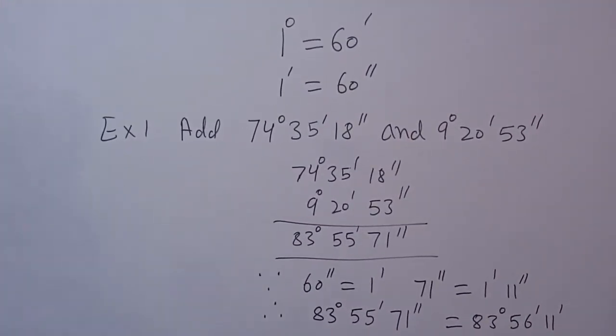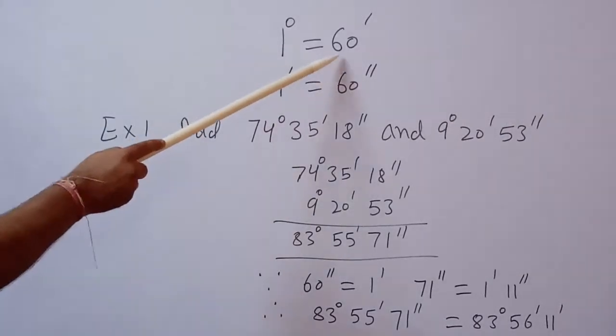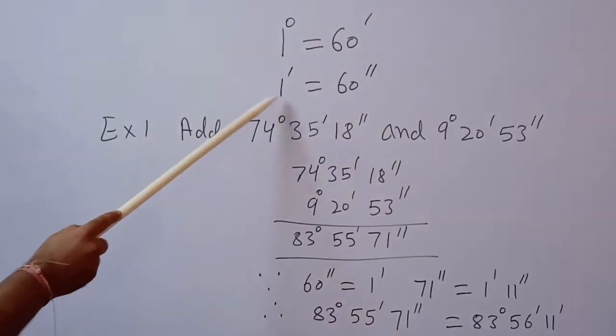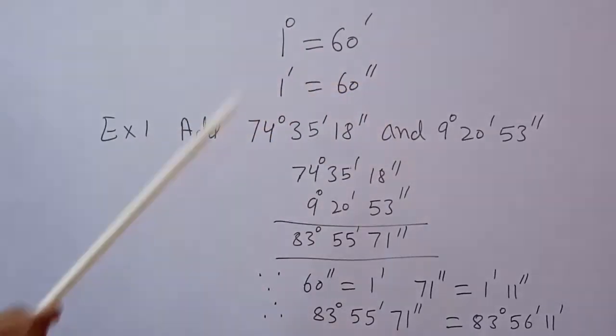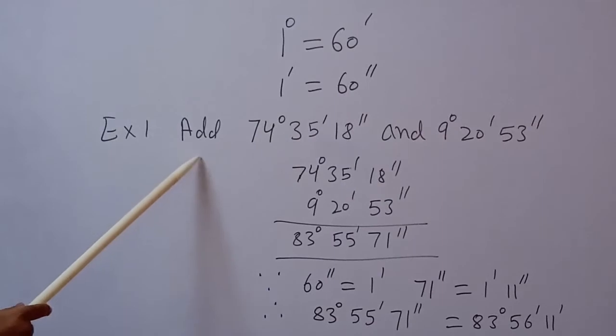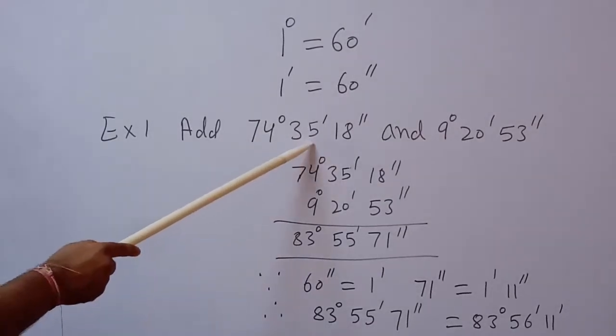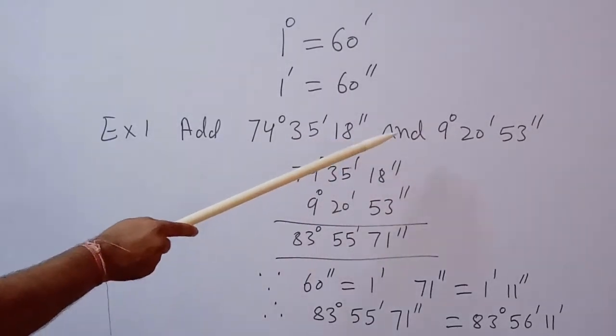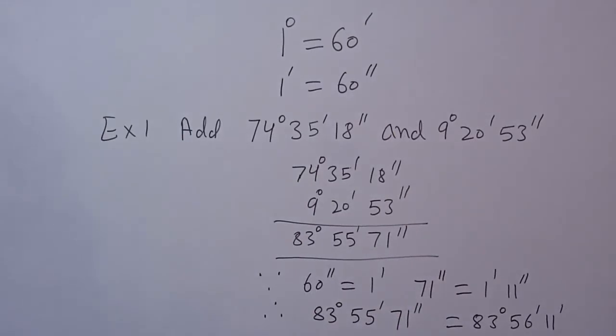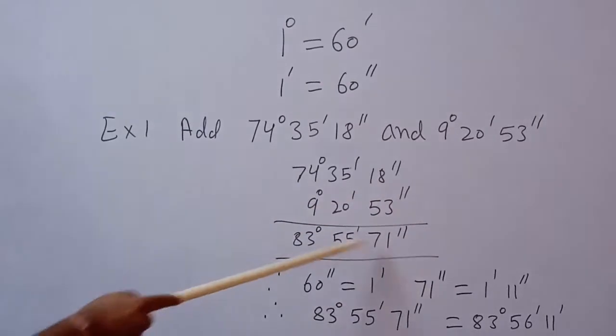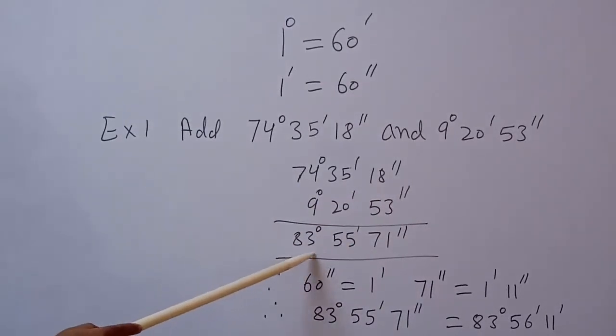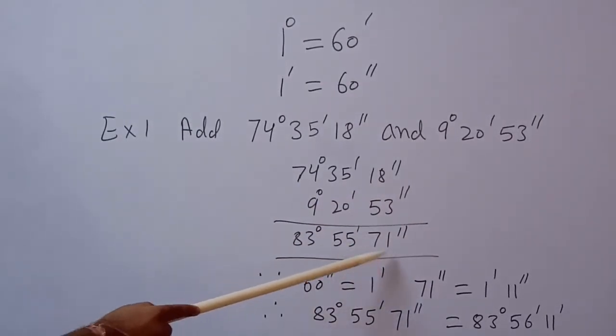Children, now we will learn more about angles. That is, 1 degree equals 60 minutes, 1 minute equals 60 seconds. Now I am taking one example: 74 degrees 35 minutes 18 seconds and 9 degrees 20 minutes 53 seconds. Now write in that manner. The sum of this equals 83 degrees 55 minutes 71 seconds.